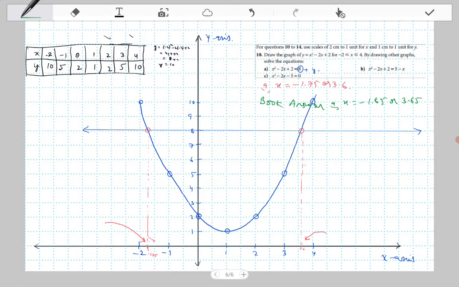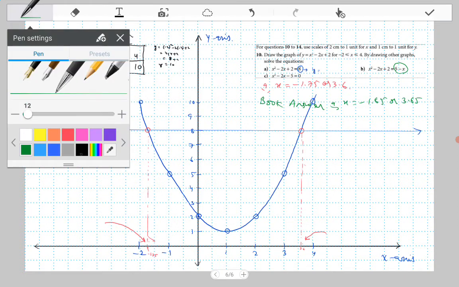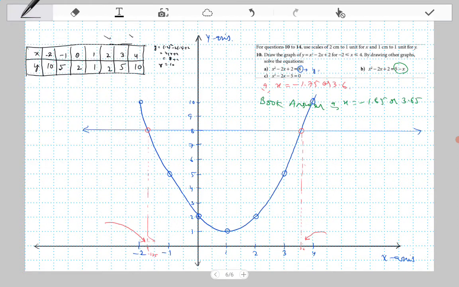Now I'm moving forward to the next part. The next part says x square minus 2x plus 2 equals 5 minus x. So in part B, we have to draw a straight line, because the left hand side is exactly the same, x square minus 2x plus 2, but the right hand side is saying 5 minus x. So I have to draw a line of y equals 5 minus x.